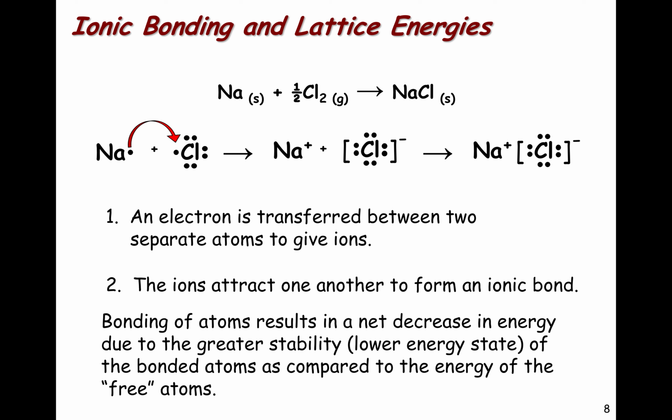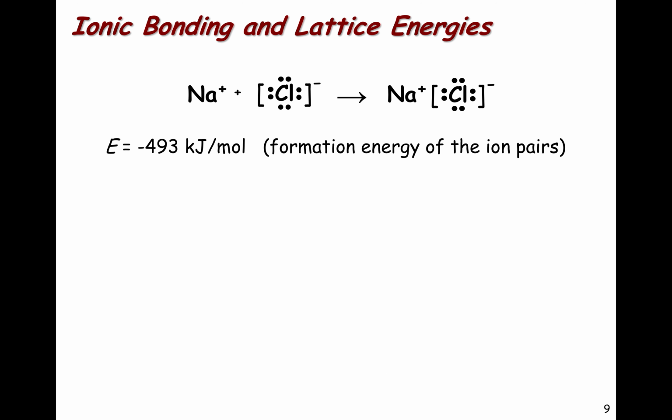In addition to that, we then have to consider what then subsequently happens to form the large groupings of atoms that are ultimately the ionic solid. Shown here is the energy that is released when the isolated sodium ions and chloride ions come together to form the ion pair in the gas phase. This is approximately a release of about 500 kilojoules per mole.